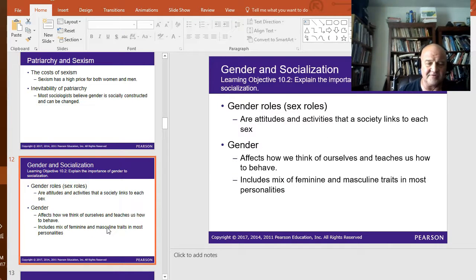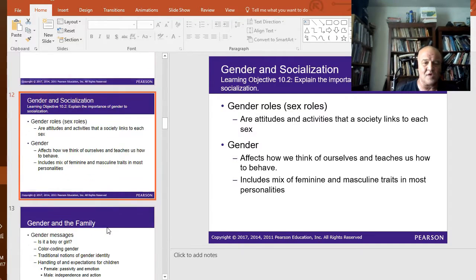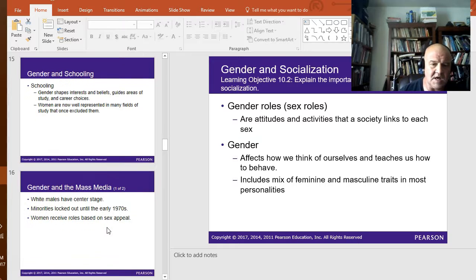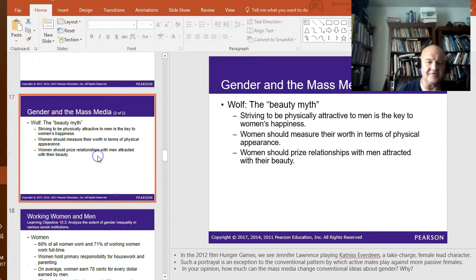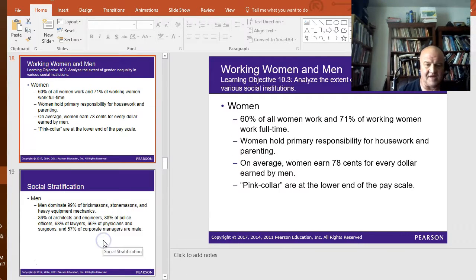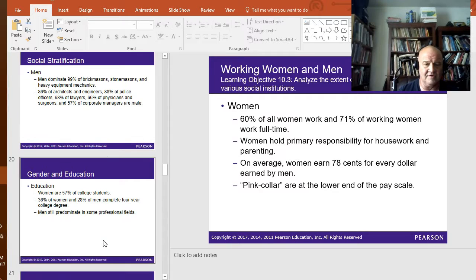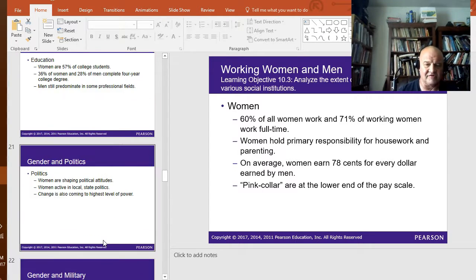Slide 12 through 17, we're talking about gender socialization, okay? Gender socialization, okay? And then beginning in slide 18, we're looking at gender as a social structure.